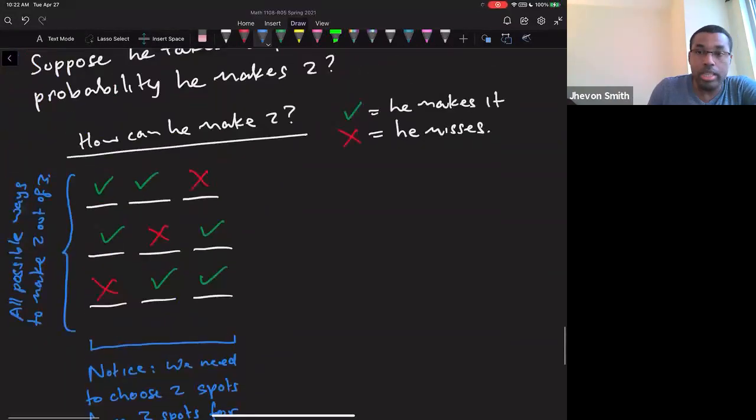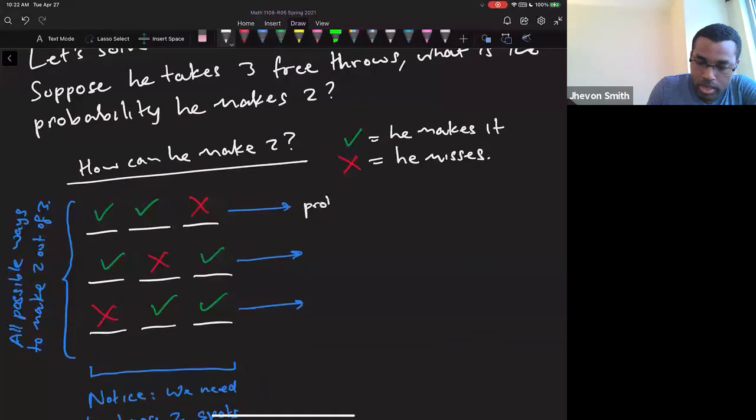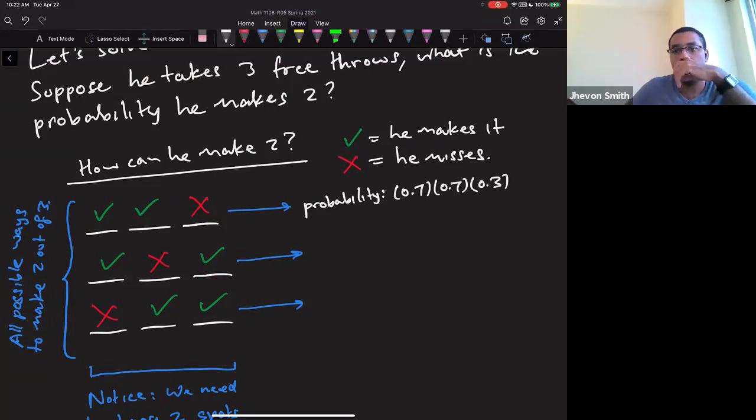Now, once you know that's the number of ways it can happen, now you start figuring out the probability of each. So for the first one, you can figure out, okay, what is the probability of this happening? Well, they're independent, so it means we can multiply the probabilities. So he makes the first with a 70%, he makes the second one with a 70%, and he misses the third one with 30% chance. So he makes the first and makes the second and misses the third, and and means multiplying the probabilities, so you can get that. So this is 0.7 squared times 0.3.